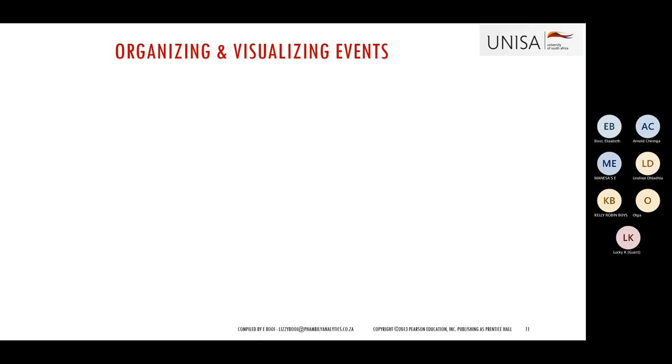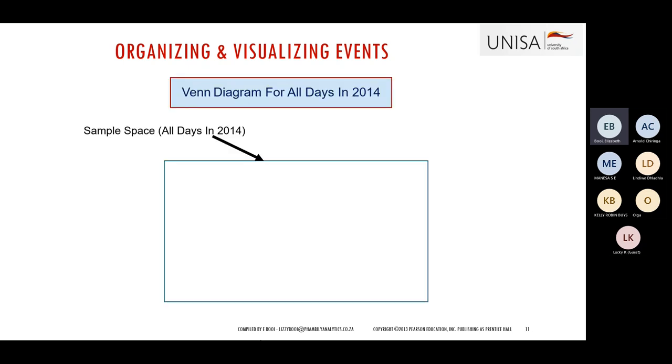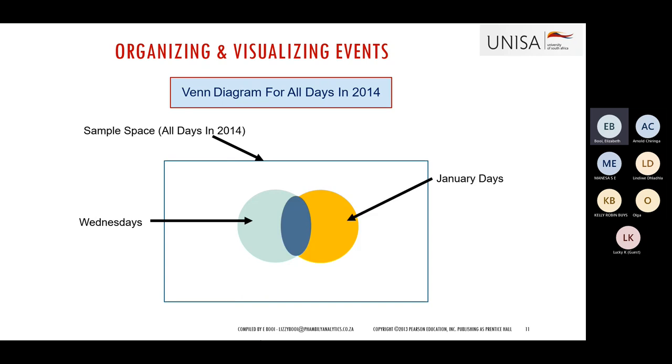Now, how do we work with this? How do we work with events? Organizing them and visualizing them, we can do that in three ways, and I always prefer the last one that I'm going to show you. So we can organize events by using a Venn diagram. With a Venn diagram, it tells you this is your sample space, everything. Remember, if I'm using all days in 2014, event A can be all the days that fall on a Wednesday, and event B can be all days that fall in January. And where they both occur, like a day is in January and also it's on Wednesday, that we call a joint event. That will be where both of them are combined. That is one way of visualizing probabilities or events.